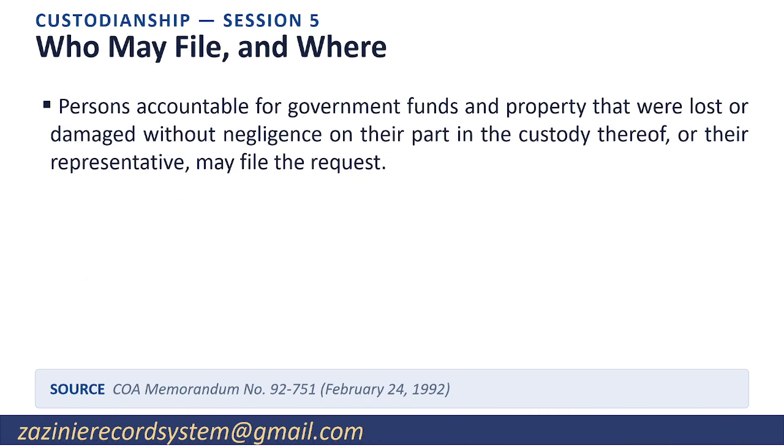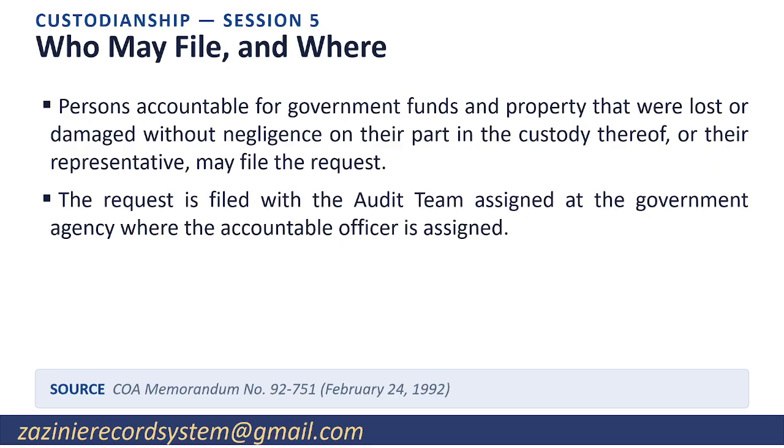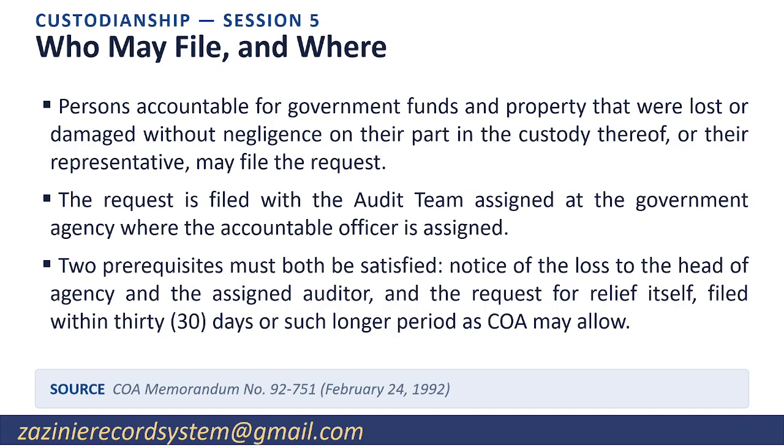Persons accountable for government funds and property that were lost or damaged without negligence on their part in the custody thereof, or their representative, may file the request. The request is filed with the audit team assigned at the government agency where the accountable officer is assigned. Two prerequisites must both be satisfied: notice of the loss to the head of agency and the assigned auditor, and the request for relief itself, filed within 30 days or such longer period as Commission on Audit may allow.